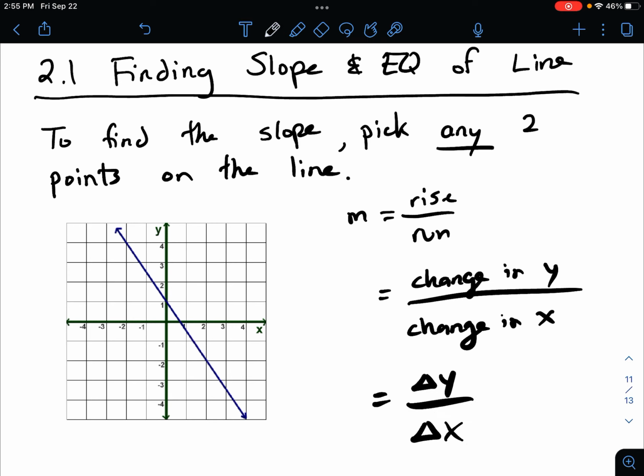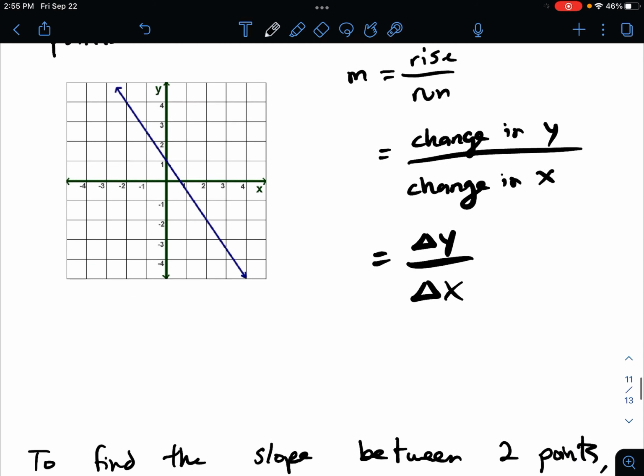Again, that just means how much I'm moving up in the y direction for every amount I move over in the x direction. So rise over run is what you probably heard before. If I'm going to find the slope, I can pick any 2 points on this line. That's the nice thing about it, right?